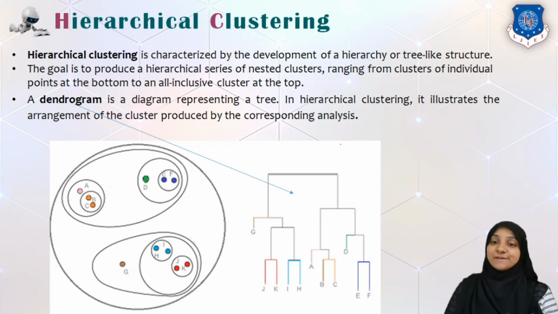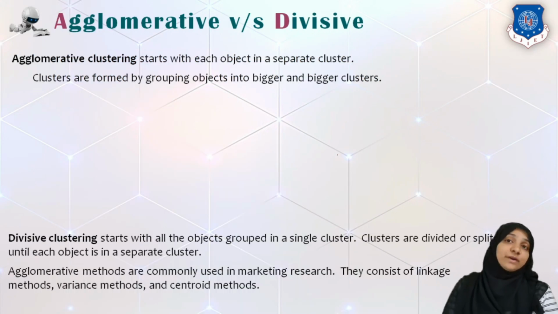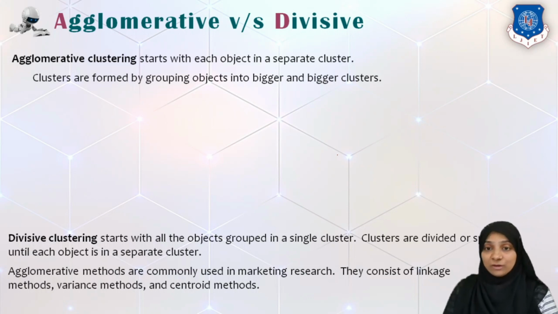A dendrogram is a diagram which represents a tree-like structure which gives us a hierarchically structured clustering and illustrates the arrangement of clusters which can be produced by the corresponding analysis method. There are two different approaches to hierarchical clustering. First one is agglomerative and second one is divisive. Both produce the same dendrogram or same kind of cluster, but the approach for each is different.